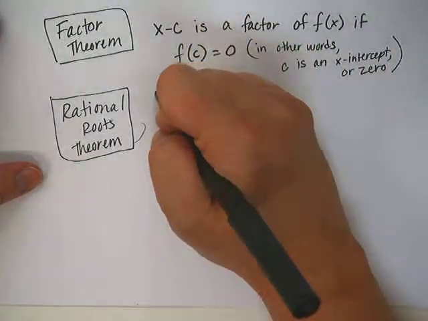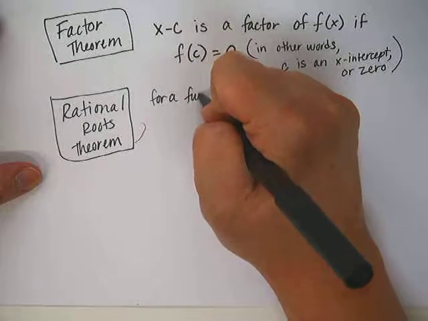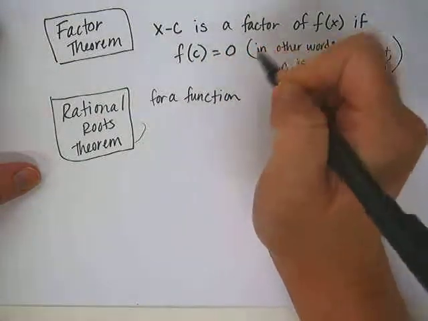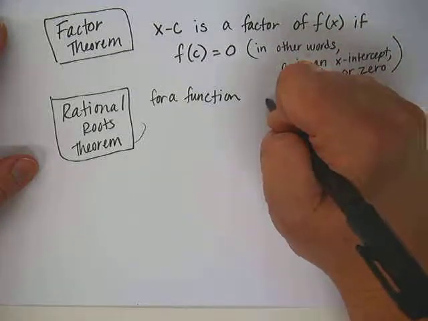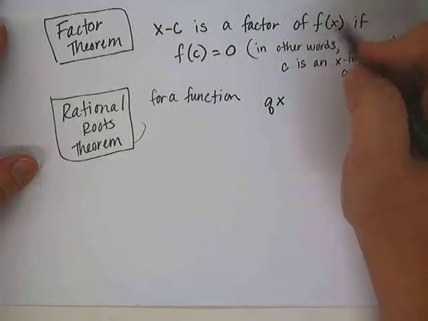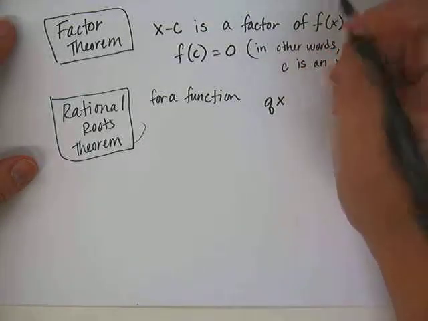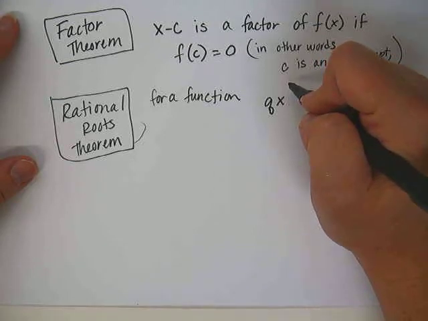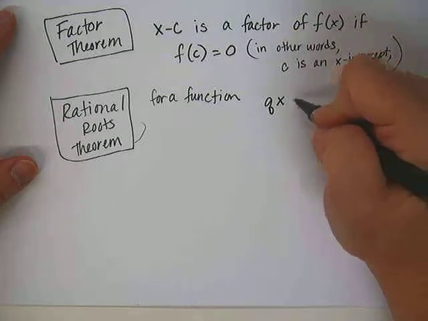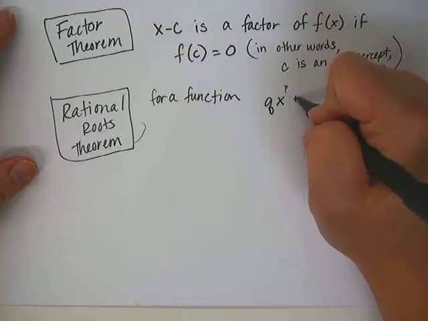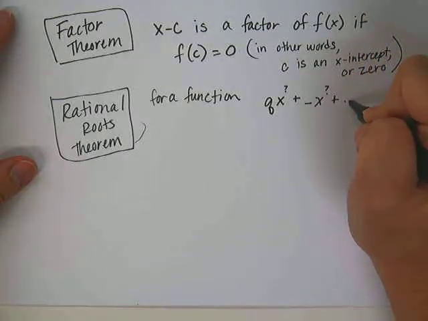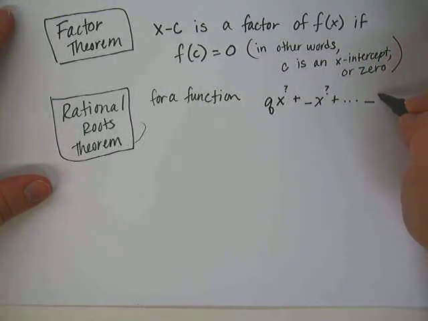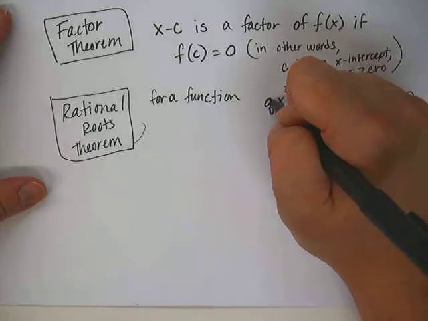Okay, so what we do is, for a function qx to some power, I'm kind of making this up as I go because I'm trying to word it a little differently, but I don't know if it's going to work. So some power here plus something to some power here plus something to x to whatever power plus p.